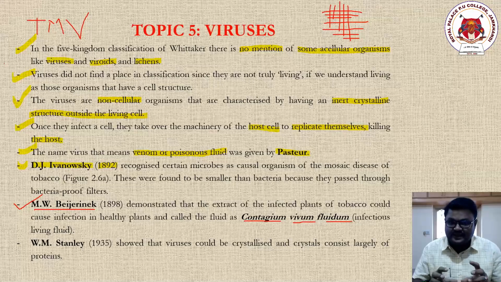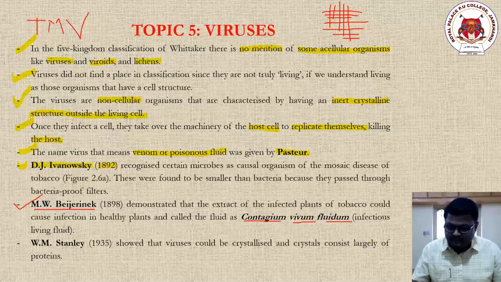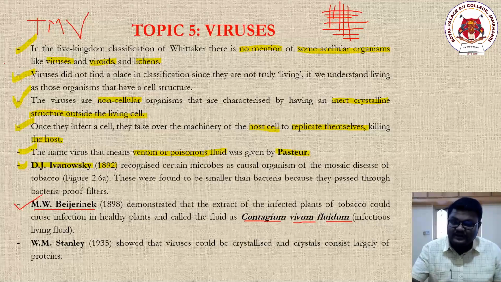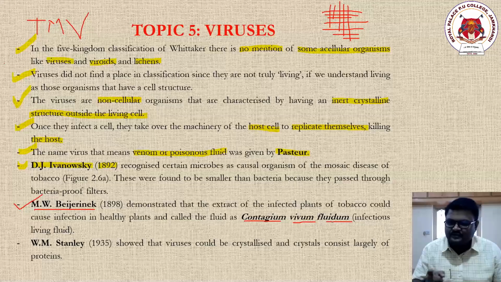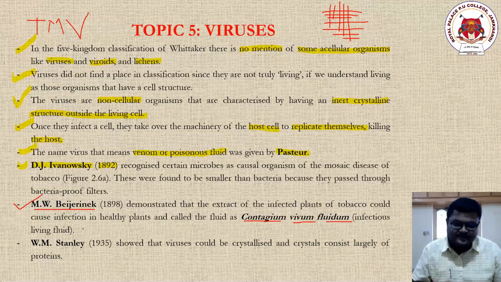So he said this fluid is dangerous, venomous, poisonous. In that language, contagium means infectious, which can cause disease and spread it to neighboring plants also. Vivum means living, and fluidum means fluid or liquid. So infectious living fluid was the term given by whom? M.W. Beijerinck.